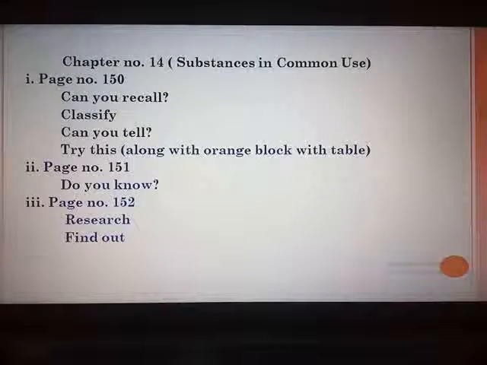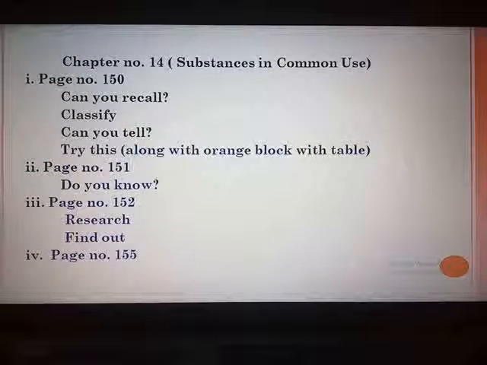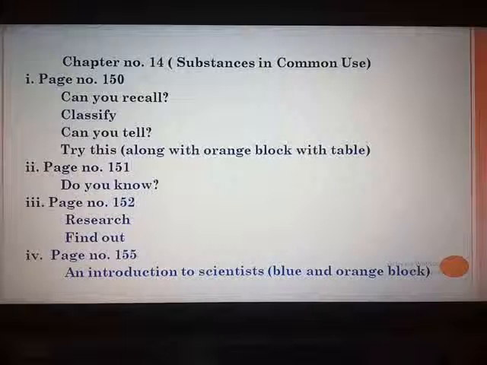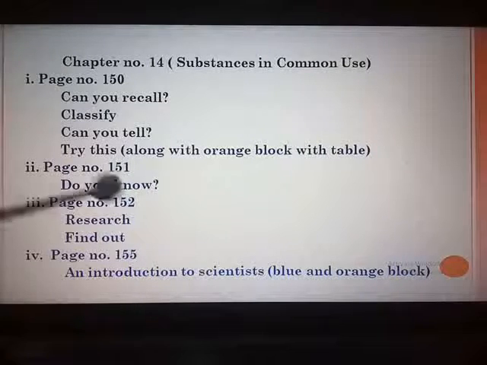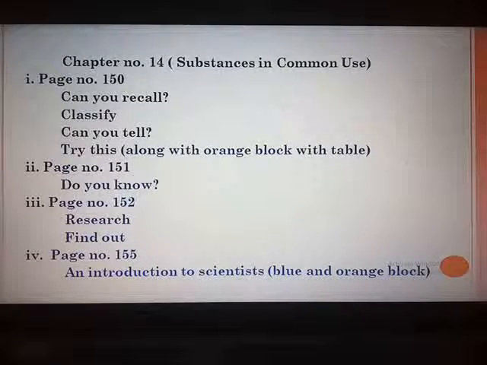Page number 153, no reduction. Page number 154, no reduction. Now we move to page number 155. There are 2 reductions on this page. One is the blue block on the top, introduction to scientists, and towards the end an orange colored block, introduction to scientists. Both the introduction of scientists means both the blocks you have to remove it out.